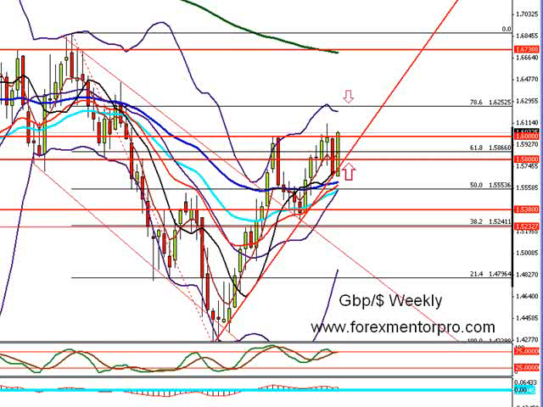Now, for the weekly, this is the pound. Areas of interest. It's clearly broken and closed above 160 for the first time in ages.